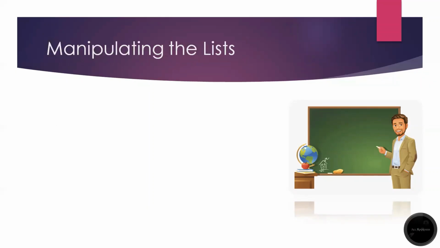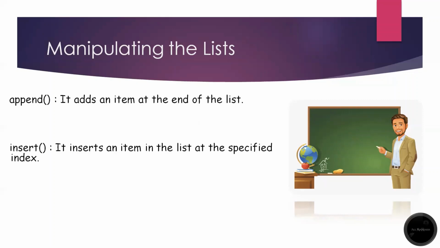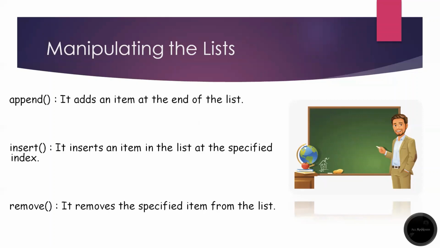Then we have certain operations for manipulating the list. First, we have append. It adds an item at the end of the list. Like if you have 2 lists, then it can add one into the other. Then we have insert. It inserts an item in the list at the specified index. Then we have the remove function. It removes the specified item from the list.